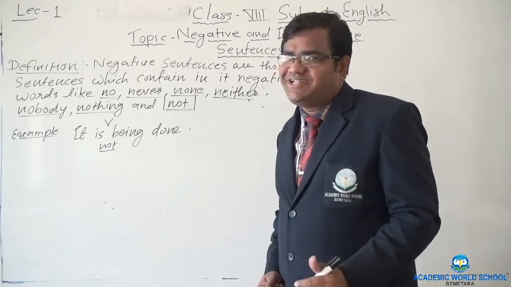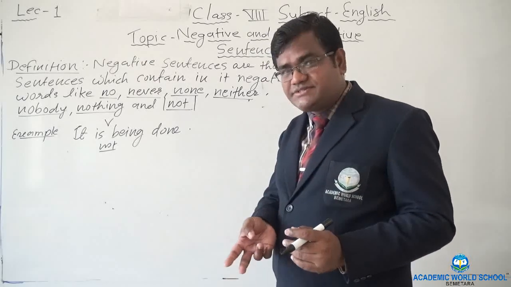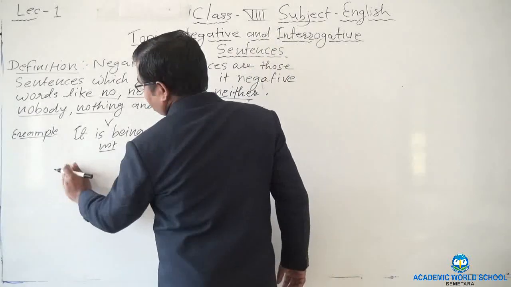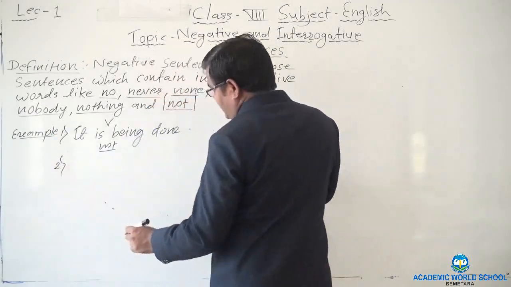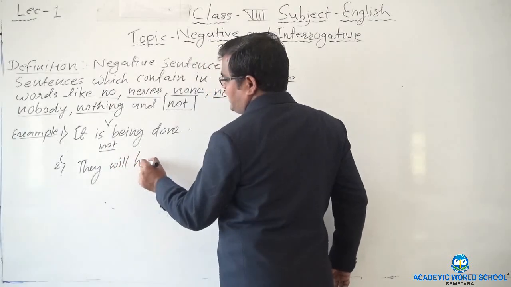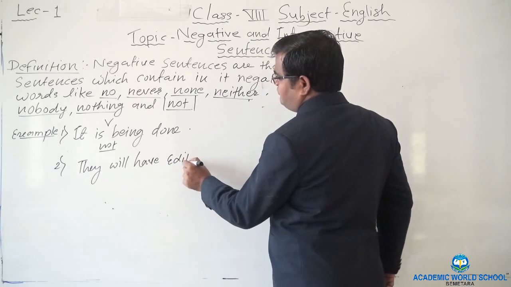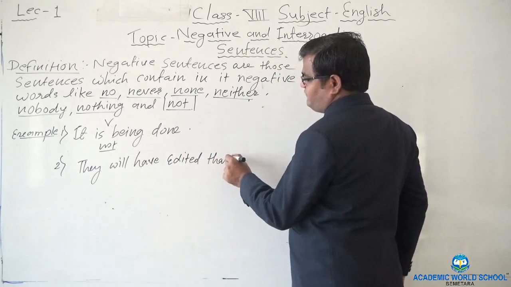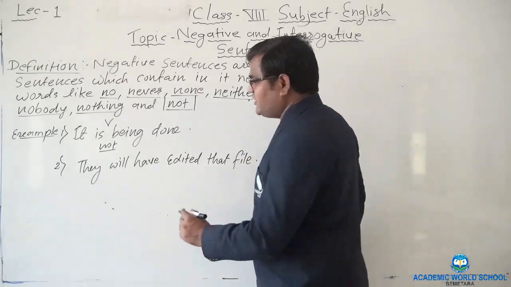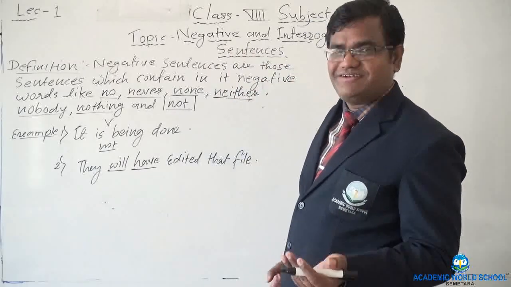Now what about future tense? In future tense we will have two helping verbs. For example, have also, has also. Let's see one example. For example, they will have edited that file. They will have edited that file. Now we have will also and have also. Two helping verbs are there, right?